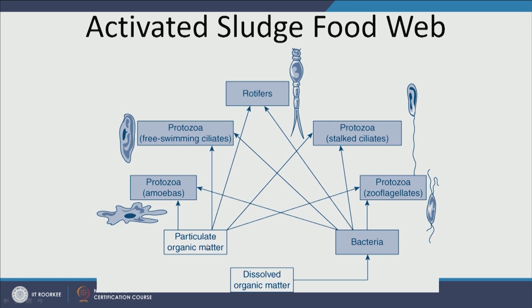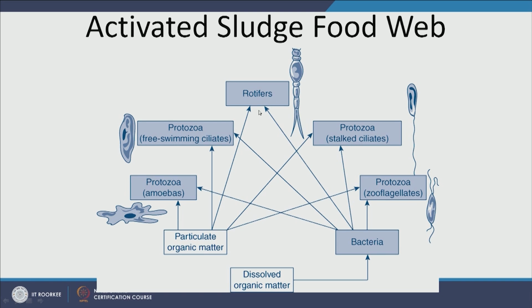Now the particulate organic matter is taken up by a higher order of life, the eukaryotic protozoa, and eventually what we have is a very good protozoan community in the wastewater. So if you look under a wastewater treatment plant, you will see a very beautiful community of very diverse protozoa, and these are different kinds of protozoa that are present.